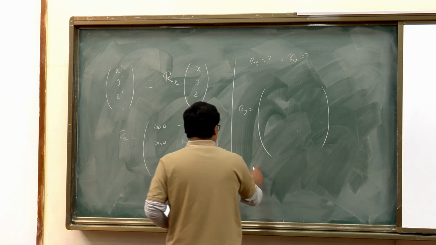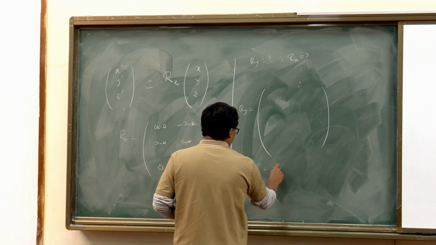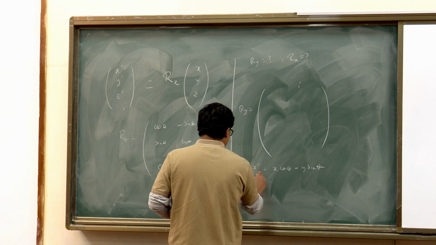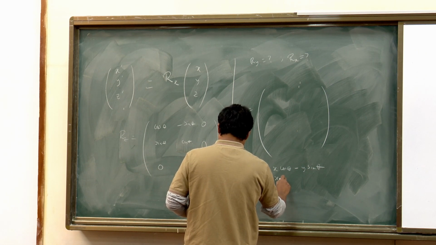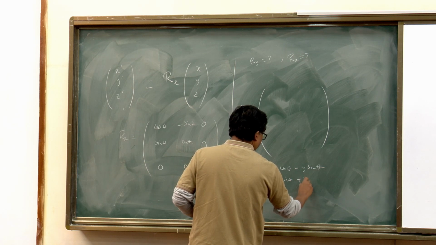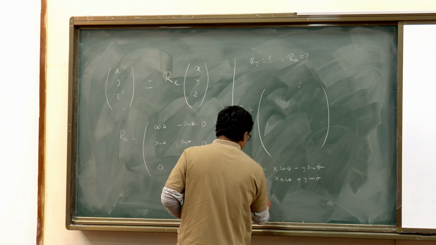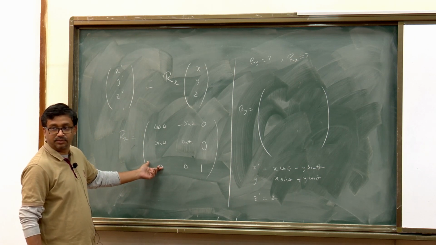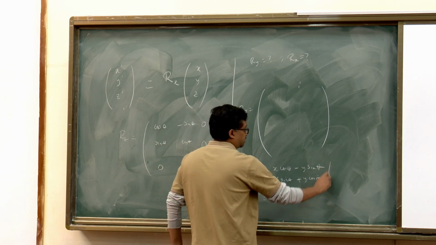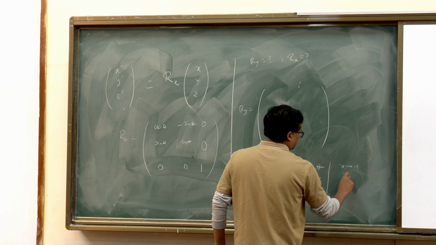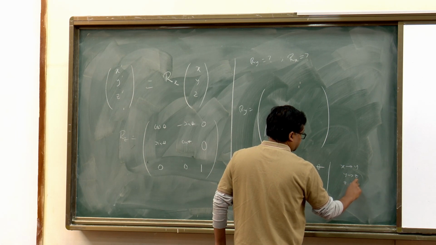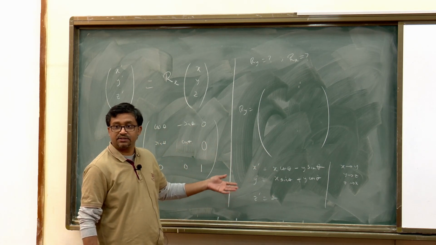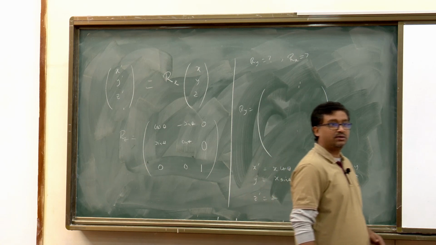Initially we have x prime equal to x cos theta minus y sin theta, y prime equal to x sin theta plus y cos theta, and z prime equal to z. Those were the transformations that we wrote in the matrix form. What you do is switch x to y, y to z and z to x, on the right hand side and on the left hand side. See what you get. That would be one of the rotation matrices.